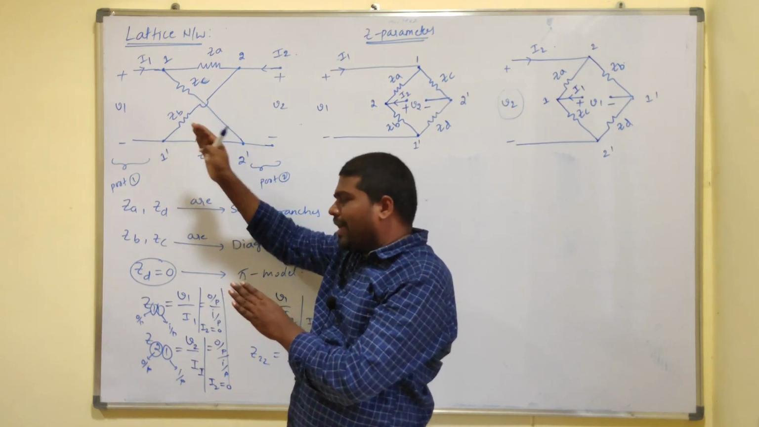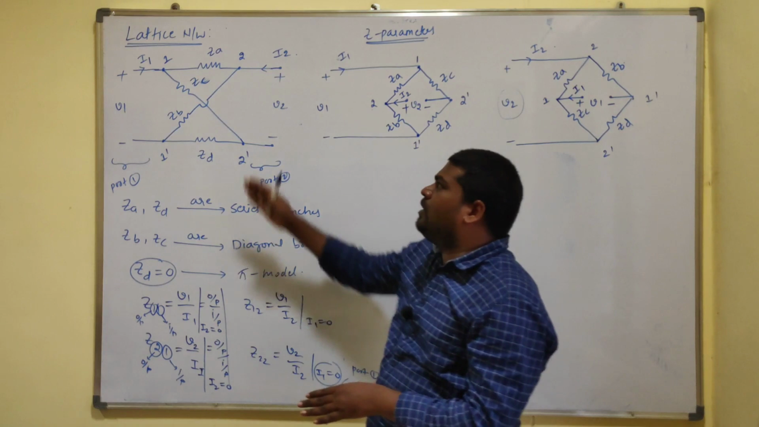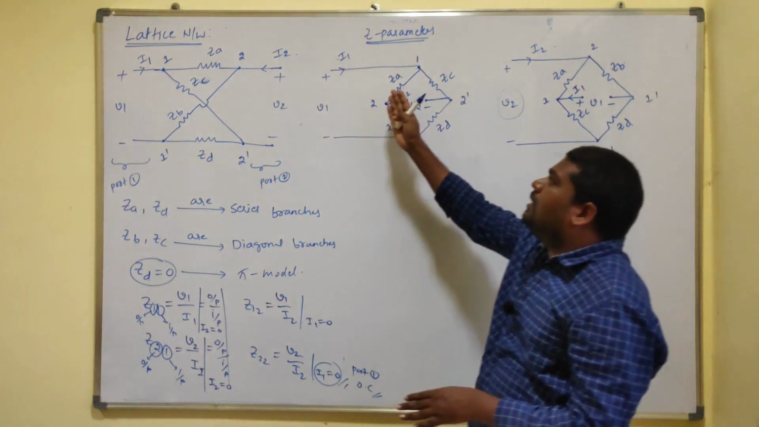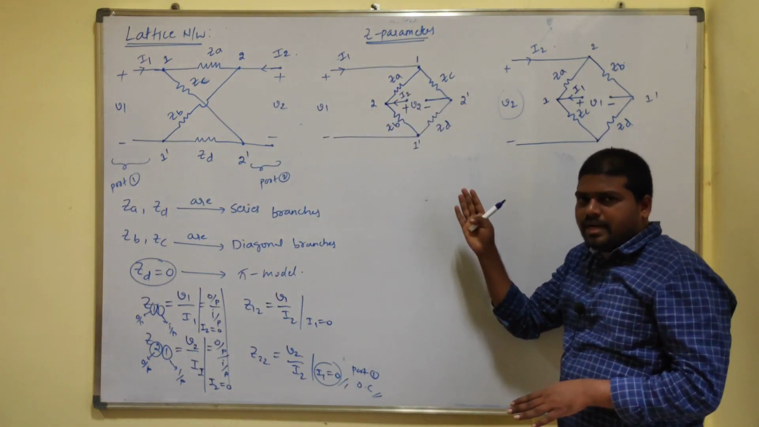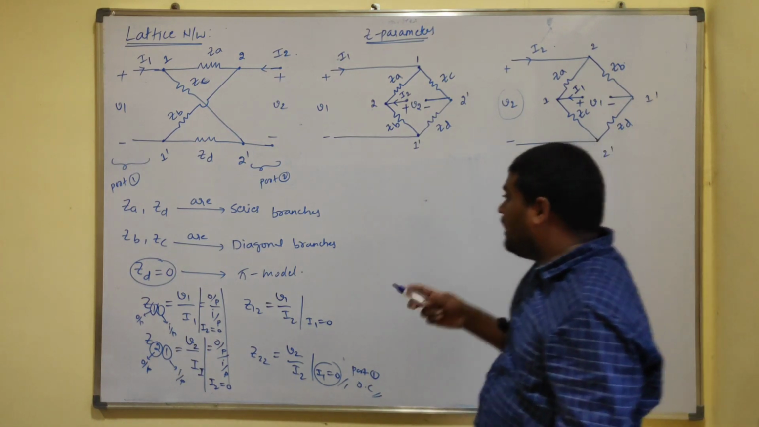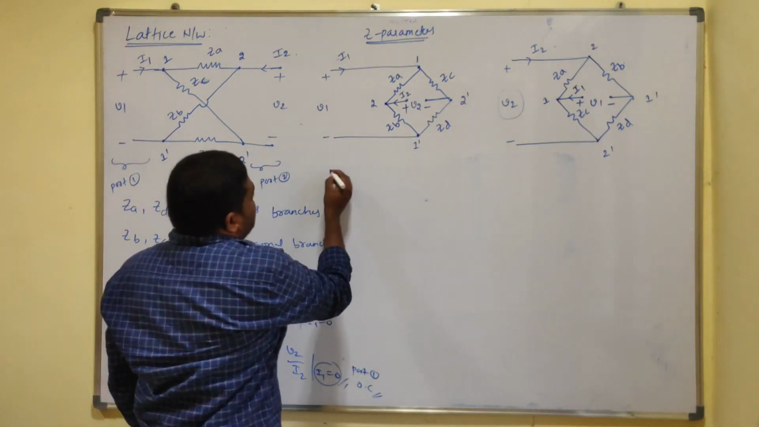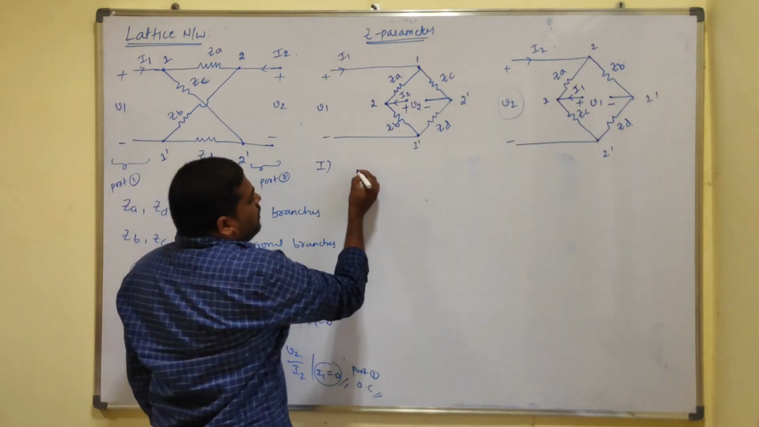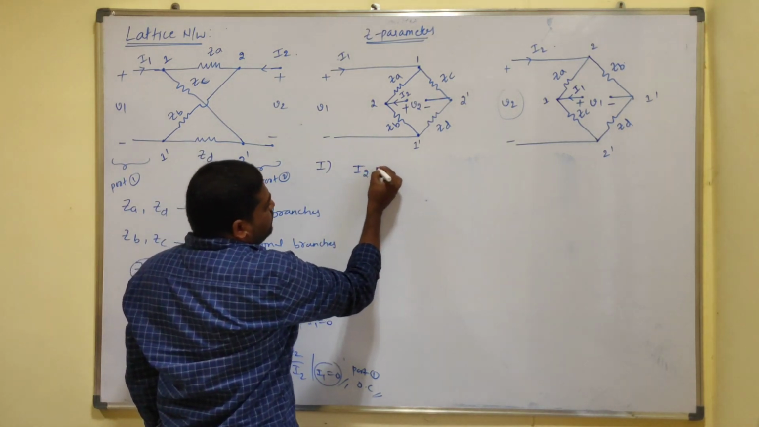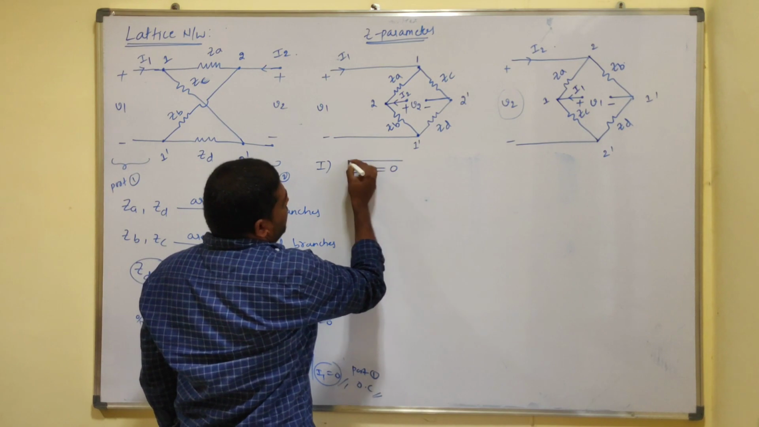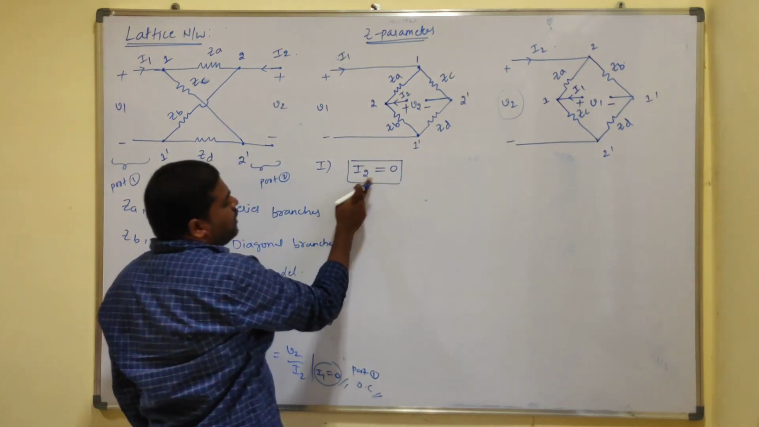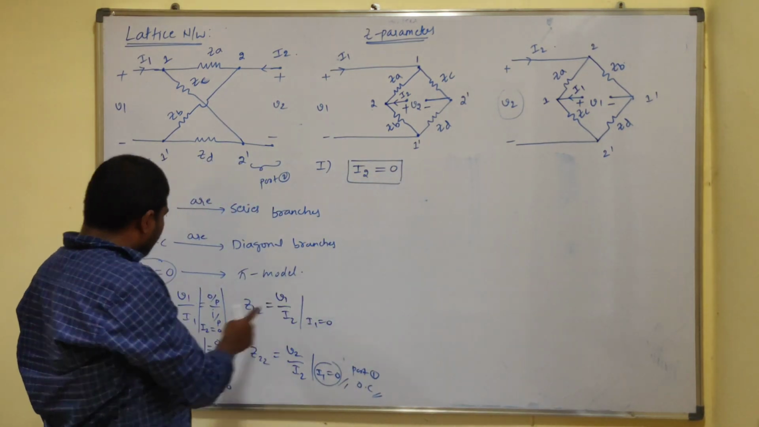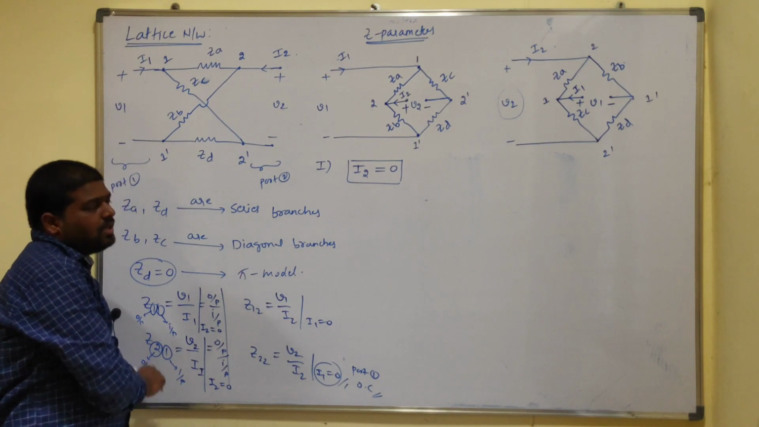So in order to find out these two-port parameters, we need to convert this network into bridge formation, right? So now, first, I2 equals 0. By making I2 equals 0, we can find out Z11 as well as Z21, right?